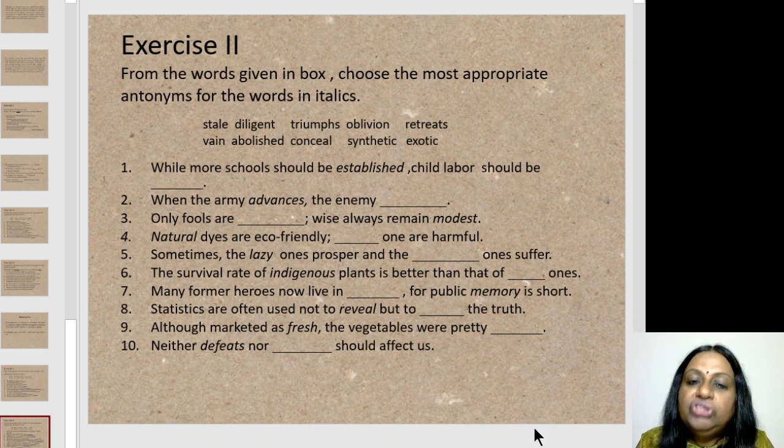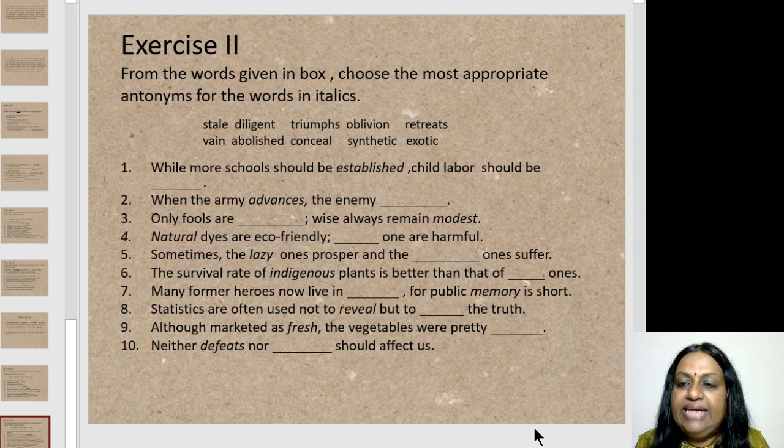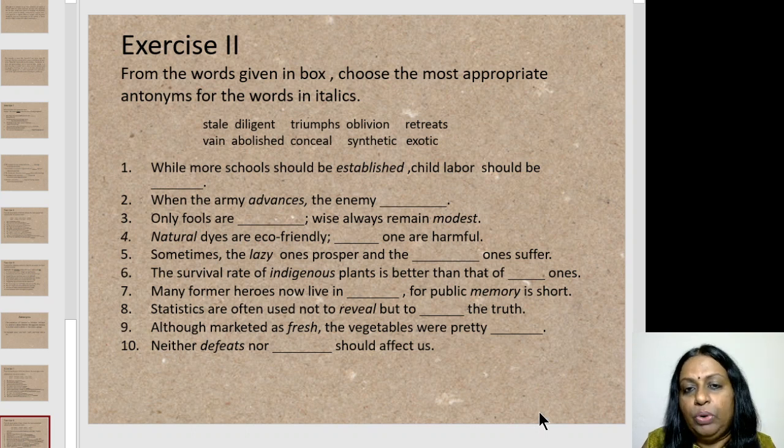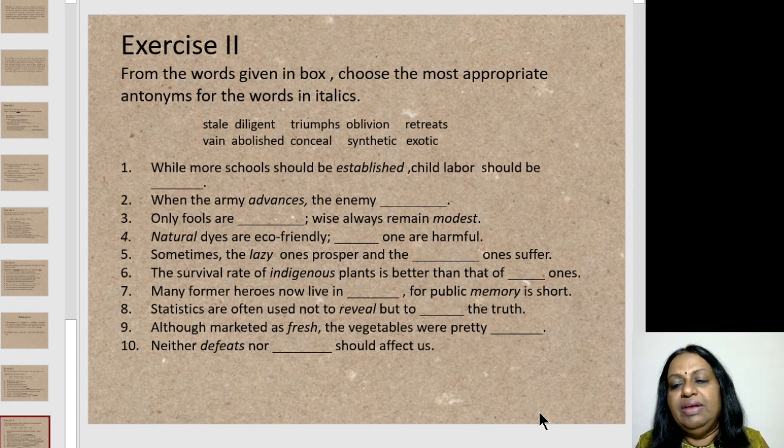Sentence 3. Only fools are dash, wise men remain modest. Modest is in italics. So we have to pick the opposite of modest from the list that is given to us. So what is the most appropriate antonym for modest from the list? It would be vain. Only fools are vain, wise men remain modest. Let's move on to the next sentence.